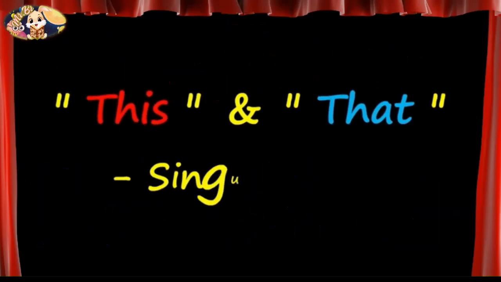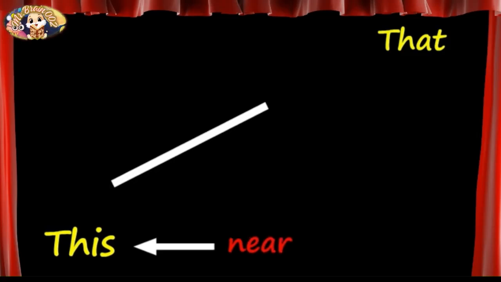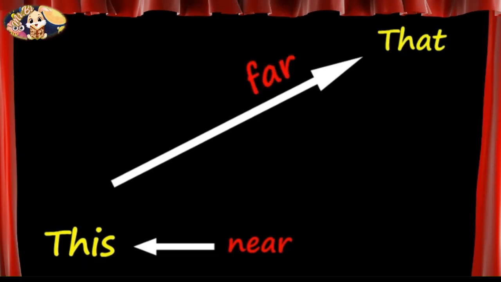This and that are for singular nouns, which means this and that are used to talk about only one object. This is used to talk about which is near you. That is used to talk about which is far from you.